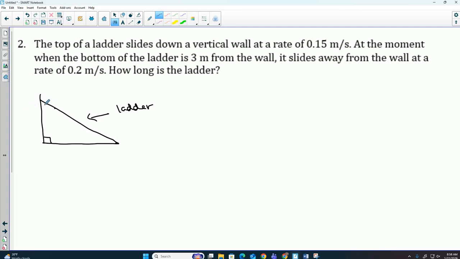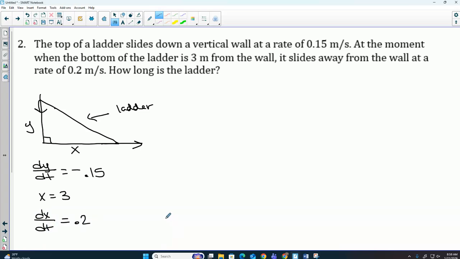So the top is sliding down at a rate of 0.15 meters per second. So I need a variable for this. What do you guys call it? Y? Okay, so dy/dt can be whatever letter you label. Since it's going down, it would be a -0.15. At the moment when the bottom of the ladder is 3 meters from the wall, so I need a label down here. I'll call it x. So when x is 3, it's not always 3. It is sliding away from the wall. So as the top comes down, the bottom is going out at a rate, so that's my dx/dt, of 0.2 meters per second.